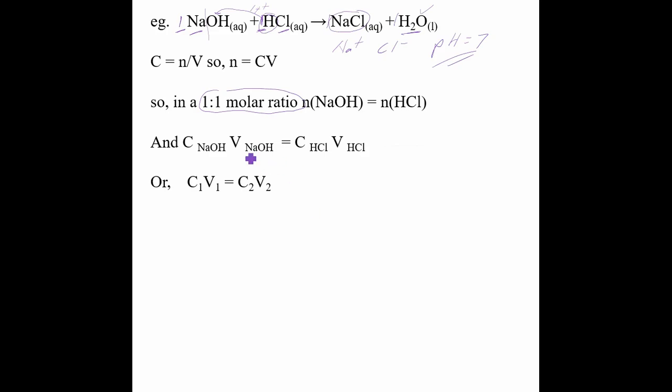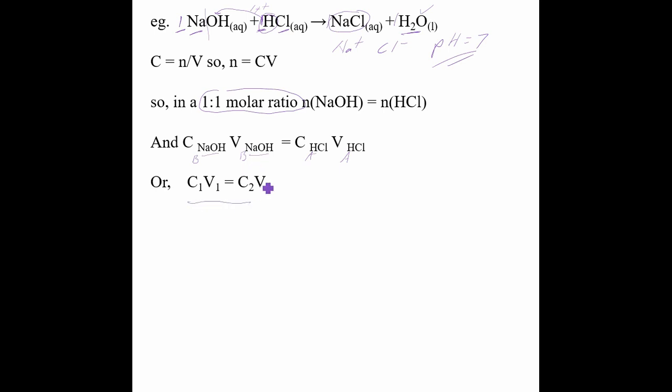So what I like to do is change it up a little bit. Rather than just writing CI, CF, VI, VF, or even using the 1 or 2s, I actually like to indicate what the solution is, or at least put B for the base and A for the acid, just so I don't mix up what goes with what. So the concentration for the sodium hydroxide has to go with the volume for the sodium hydroxide.